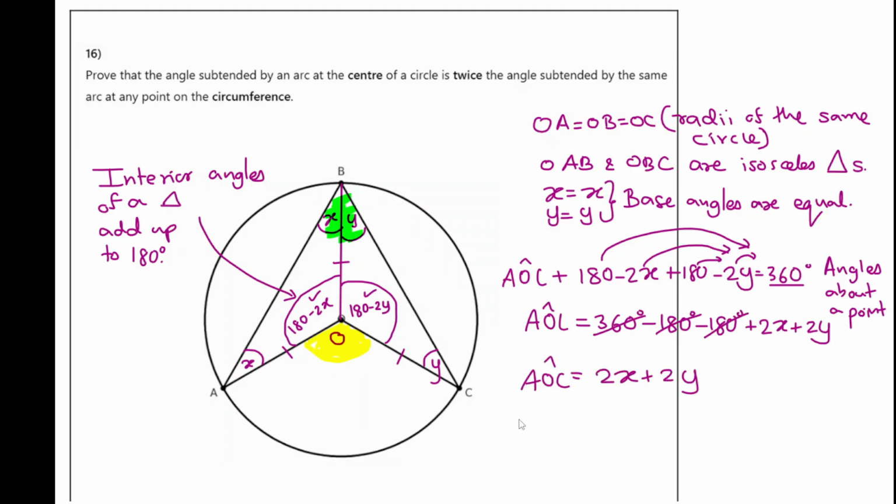Now I can factorize the 2 outside and I get x add y. But what is x add y? X add y is ABC. So I can replace ABC here. So AOC is 2 times ABC.